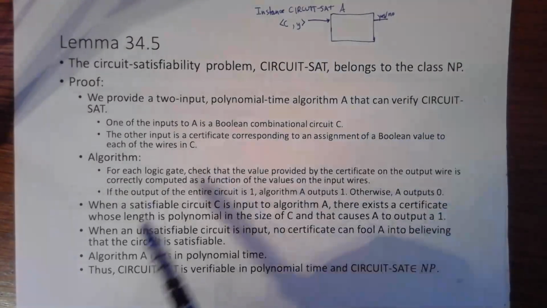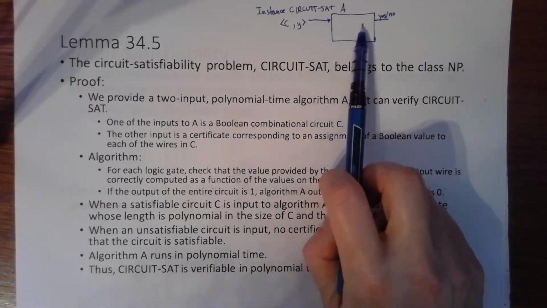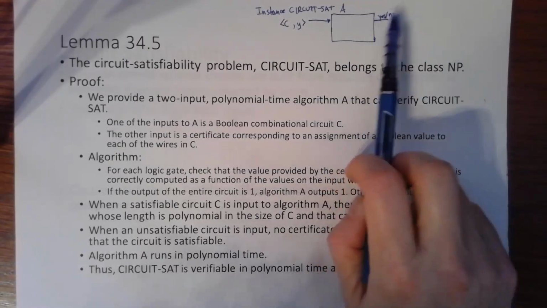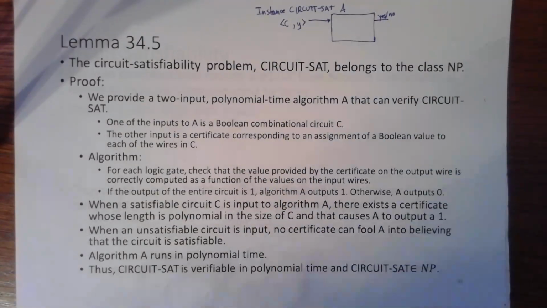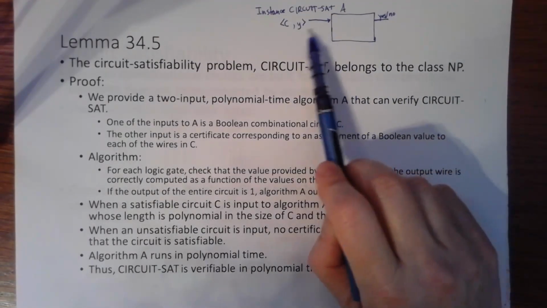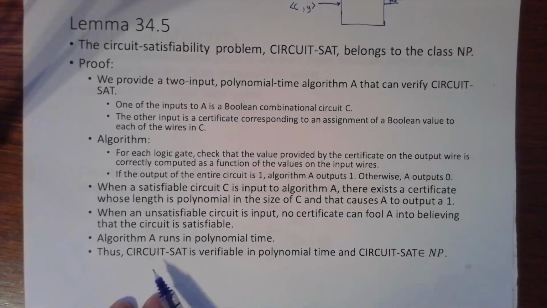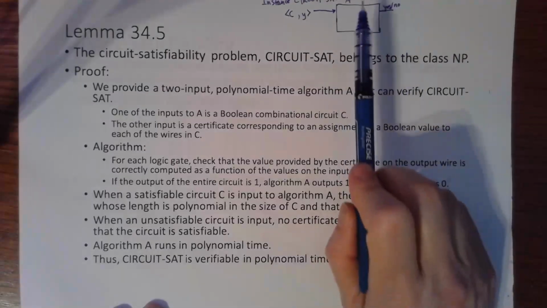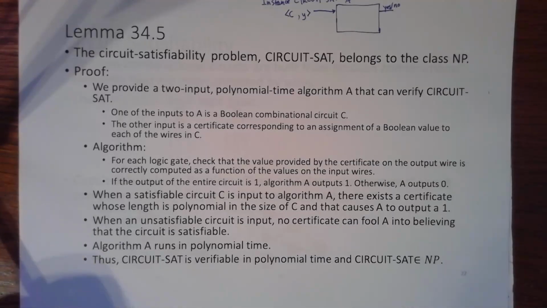And there's no way for the algorithm to be fooled into believing that the circuit is satisfiable when it's not. When we check the inputs and the outputs, if the output is a 1, then the algorithm answers yes, it is satisfiable. If the output is 0, it's no. And there's no way for us to get an output of 1 if the circuit isn't satisfiable. So that verifies that indeed the circuit is verifiable in polynomial time. We just check all of the inputs and make sure they correspond to the outputs that are in the certificate.